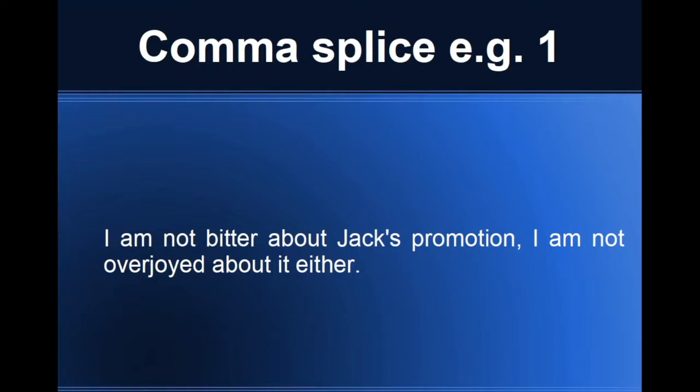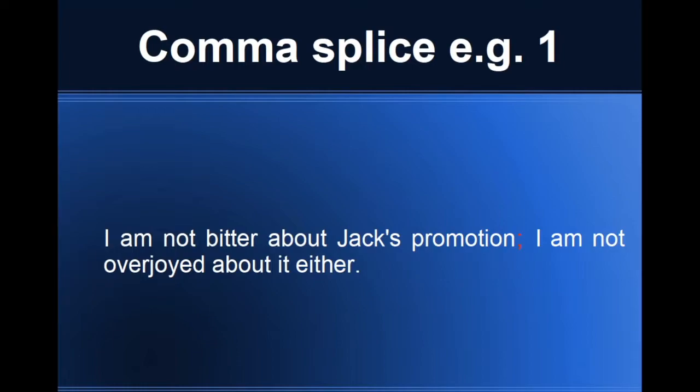Okay, so let's look at the first example. I am not bitter about Jack's promotion, I am not overjoyed about it either. So here we have two independent clauses because they could be separate sentences, but they're only joined by a comma, which isn't enough. So we need to either add a conjunction, in this case but, or make two separate sentences, or add a semicolon, which in my opinion is the best solution because it keeps the one sentence and it is grammatically correct, and it also hints at the link between the sentences.